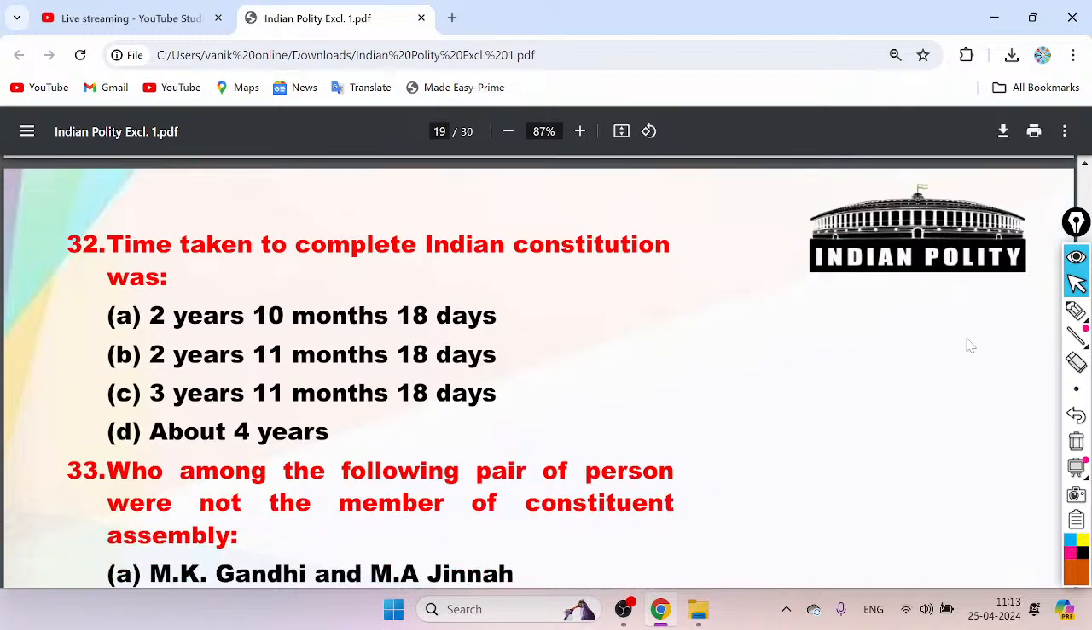Time taken to complete the Indian Constitution. It's 2 years, 11 months, 18 days. That is the date.